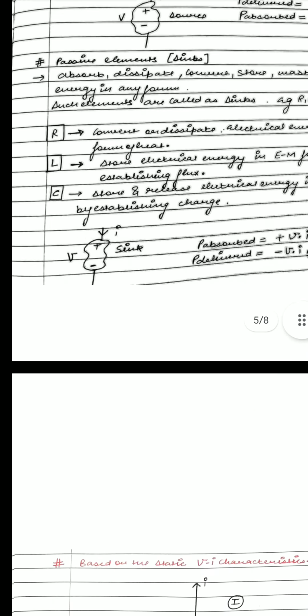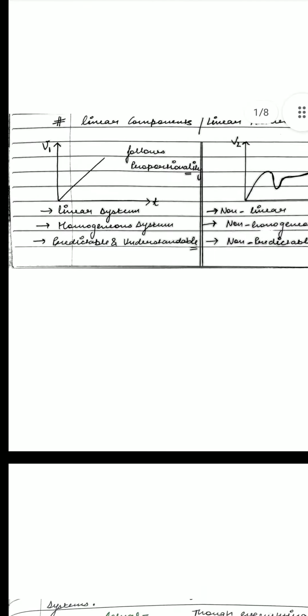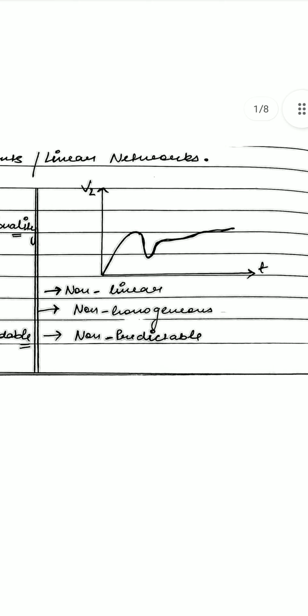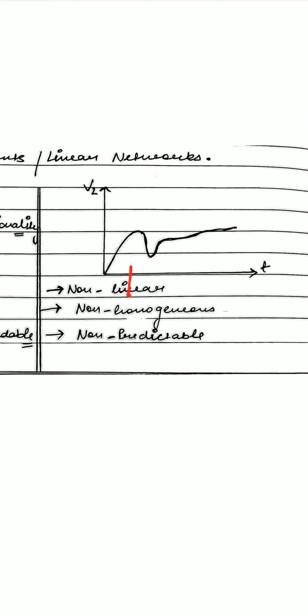For example, in this case, for increase in time, voltage is increasing. For increase in time, voltage is increasing. But in a non-linear network, for increase in time, first voltage is increasing, but the second time voltage is decreasing, then again it is increasing, then again it is decreasing. So it's non-linear. That's how we can find out whether the given component or element is linear or non-linear. This is the first step.